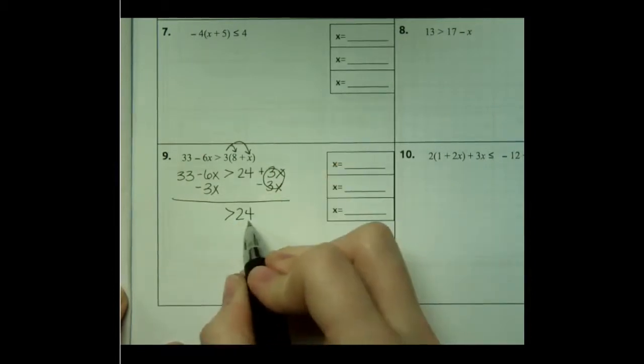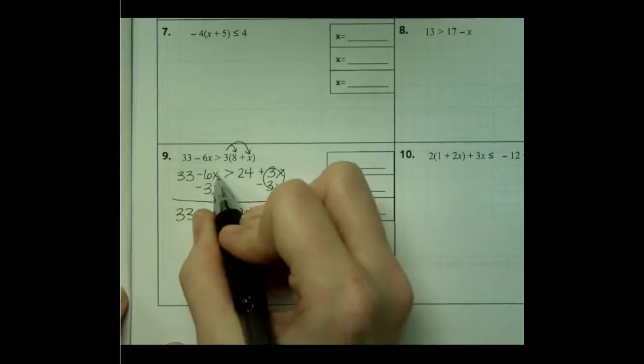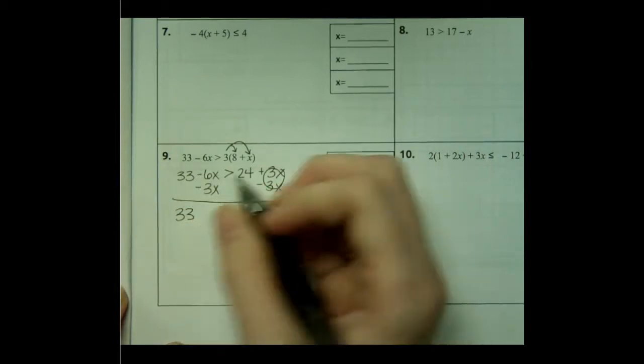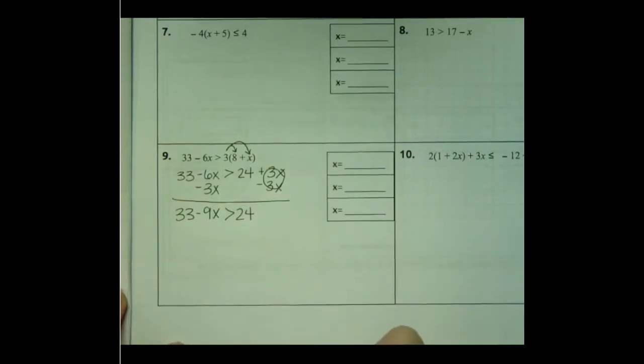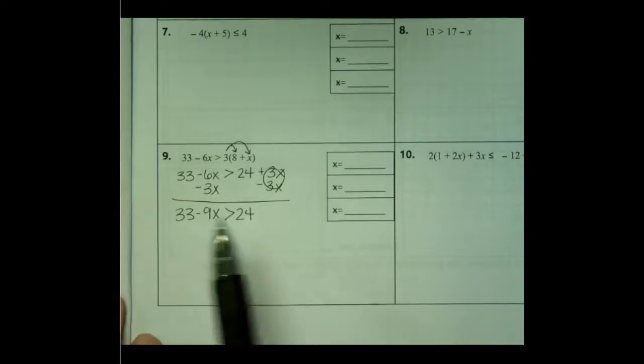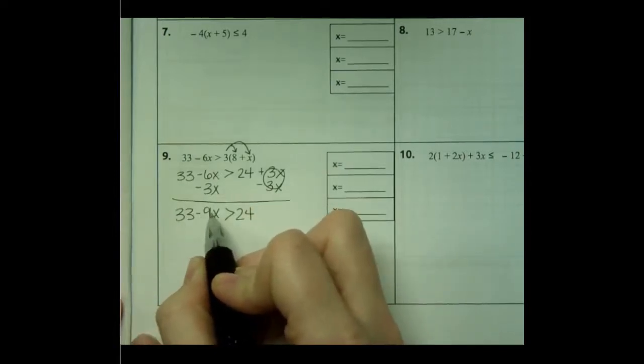This is greater than 24. We still have a 33, and we have negative 6x minus 3x. So I've got minus 9x. Now I'm just solving for x like normal. So to get rid of the 33 and the negative 9, the first thing I want to get rid of is this 33. The negative 9 is already attached. I'll get rid of that later. This is a positive 33 because the negative goes with the 9.